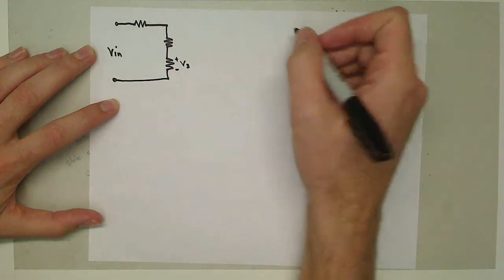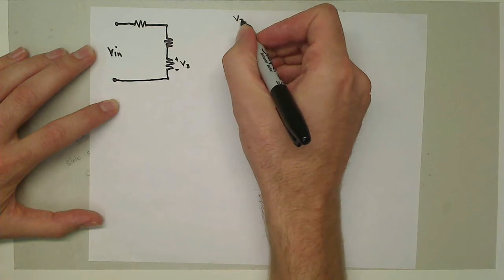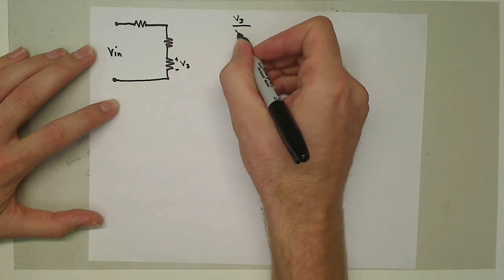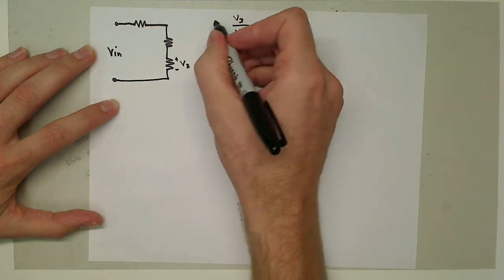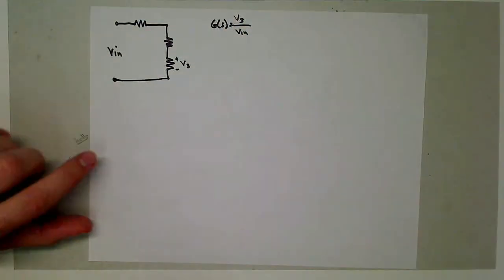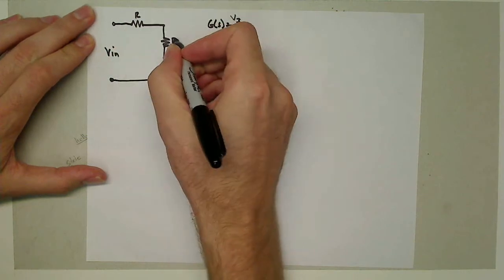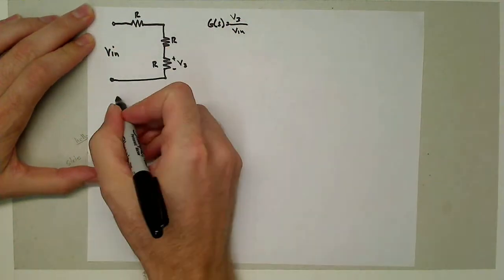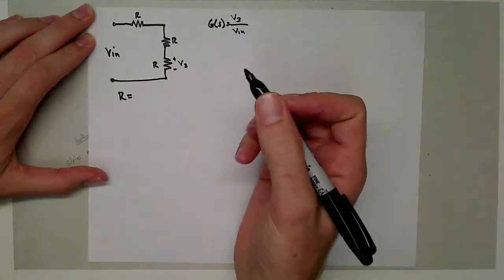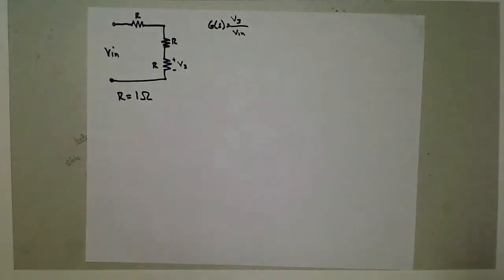So the transfer function I'm interested in getting is actually V3 over V in. And this is what my G of S that I'm looking for is. Okay. So I'm just going to consider all the resistors to have a value of R, R, R, and let's let R just equal 1 ohm, just for simplicity.